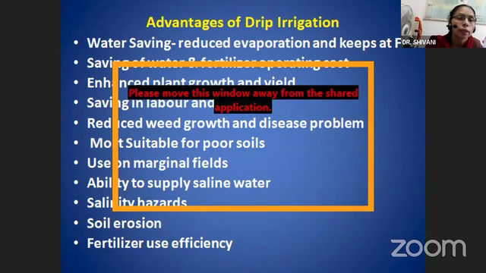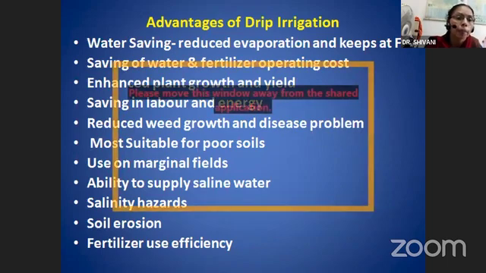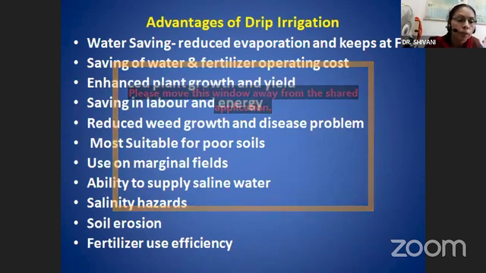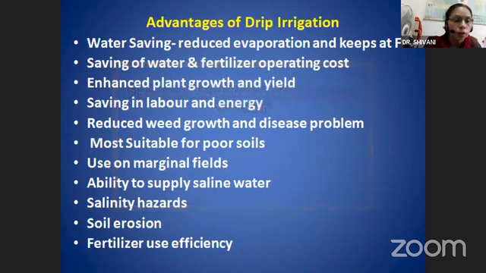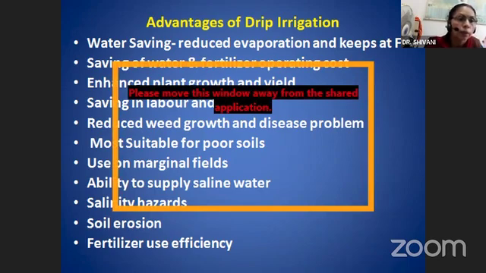So we can say that drip irrigation is very much advantageous. Water saving is one of the major factors: it reduces evaporation and keeps the water at field capacity level. Then saving of water and fertilizer, and operating costs are minimized, and thus the farmer can get more and more benefit, and the farmer's income can be enhanced. Then plant growth and yield are also enhanced, there is saving of labor, then reduced weed growth and disease problems, and it is most suitable for poor soils. It is also used on marginal fields. Then it can also be used to supply saline water, salinity hazards can be minimized, soil erosion can also be controlled, and it increases the fertilizer use efficiency.